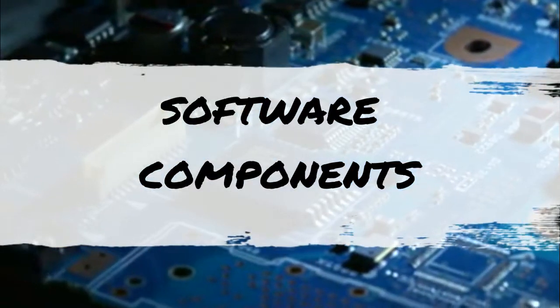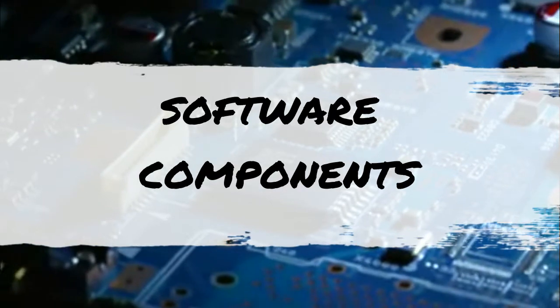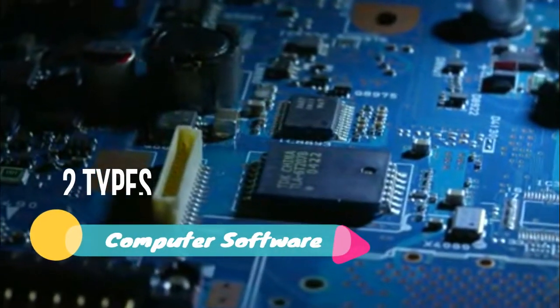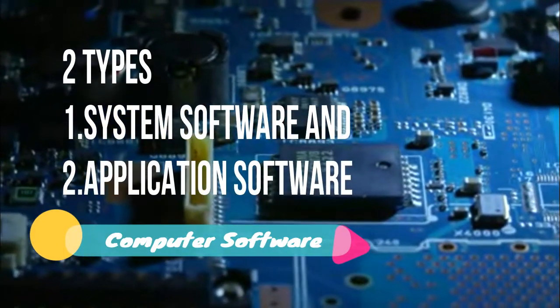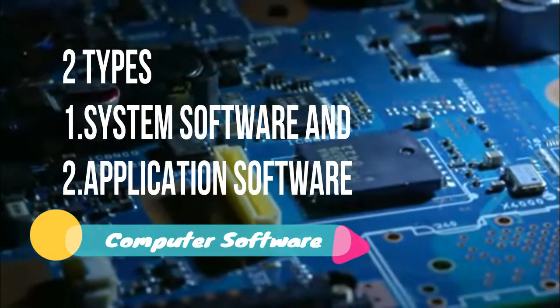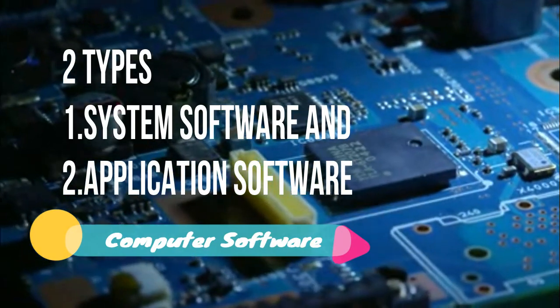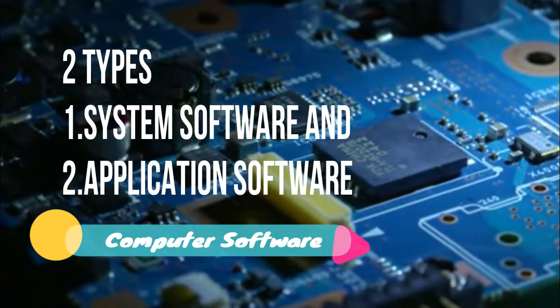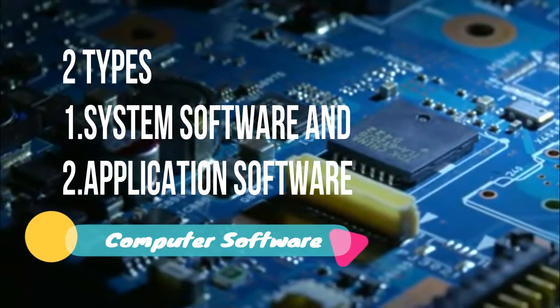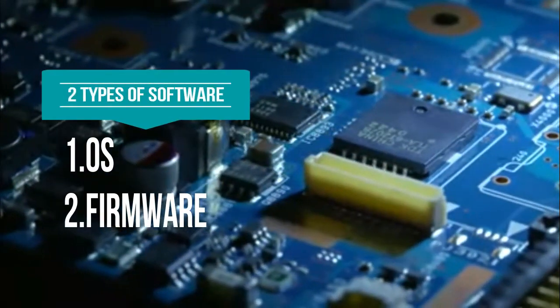Now let's know about software components. Computer software is of 2 types: system software and application software. System software is a low-level program that controls the computer hardware and provides services to high-level application programs. There are 2 types of system software. They are OS and firmware.